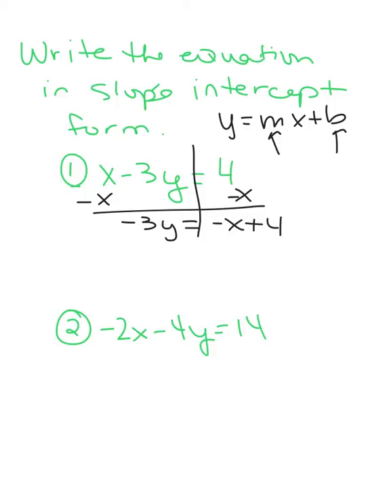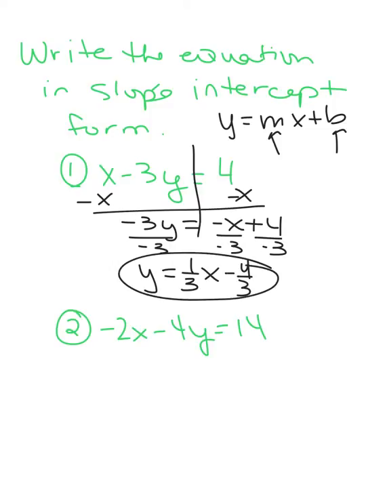So I have negative 3 times y. So my opposite operation there is divide. So I'm going to divide everything by negative 3. So I have y is equal to, now I have negative 1 over negative 3, which gives me a positive 1/3 x. And then I have minus 4/3. So that's my first equation in slope-intercept form.